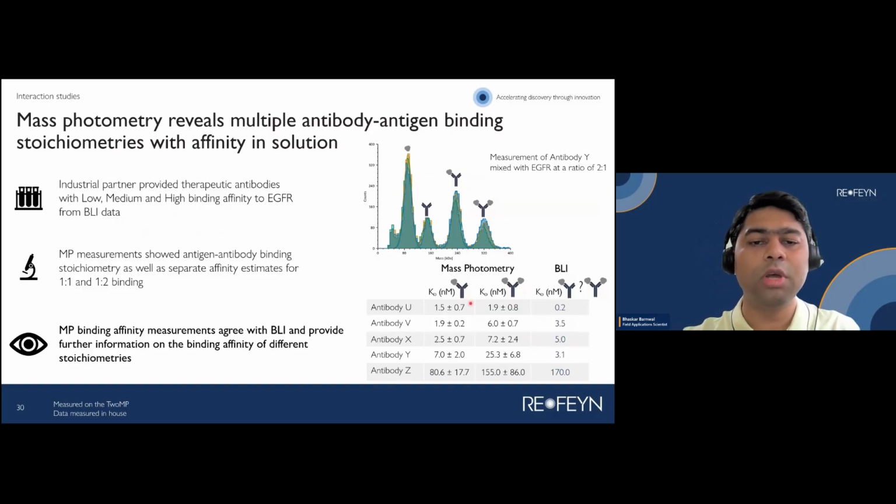As you can see here, we can find out the proportion of 1:1 and 1:2 of the complex. However, we are not able to get this kind of data from BLI. So you can always use mass photometry to determine the KD estimate, and you can also find out the stoichiometry. It can be used as an orthogonal technique to BLI.